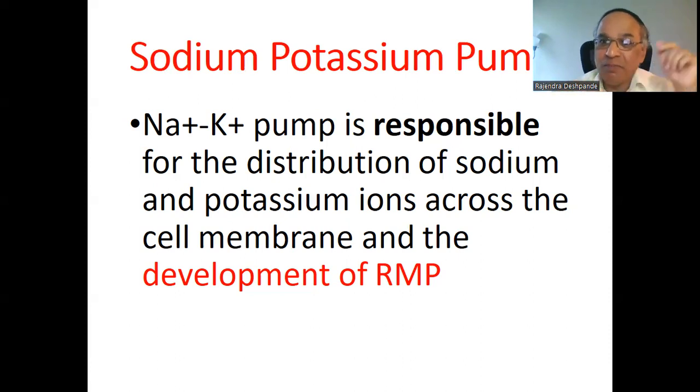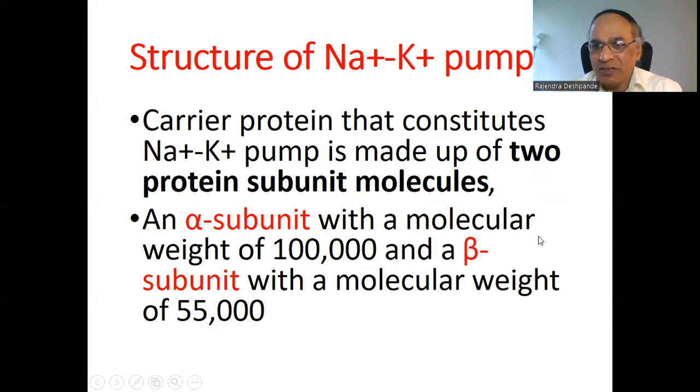Okay, and for that purpose this particular pump activity is needed. Okay, structure. What is the structure of this NAK pump? The carrier protein that constitutes the NAK pump is made up of two protein subunit molecules. Again, for MCQ, whenever there is a number, it is for MCQ, multiple choice question. What are those particular subunits of the protein molecules? Number 1, alpha subunit, and number 2, beta subunit.